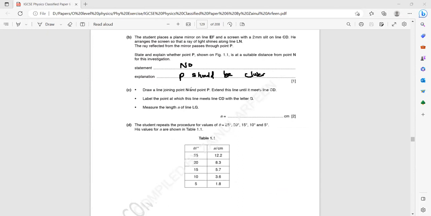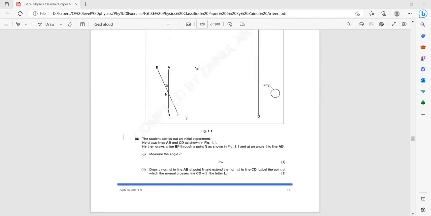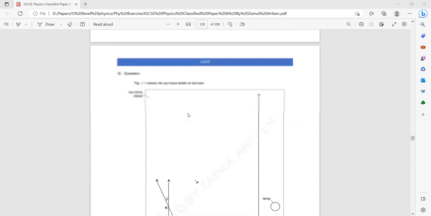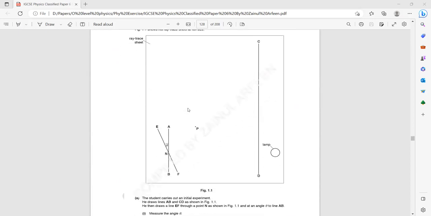Then part C: draw a line joining point N and P and extend until it meets line CD, and label the point with the letter G and measure the length of LG. The ray box method should be done in a dark room. If it's an optical pin method, in which we use pins for an object and an image, that should be done in a lab. But the ray box method, the experiment of light in which we use a lamp, should always be done in a dark room. Same thing, the experiment in which we form an image by a convex lens should also be done in a dark room.